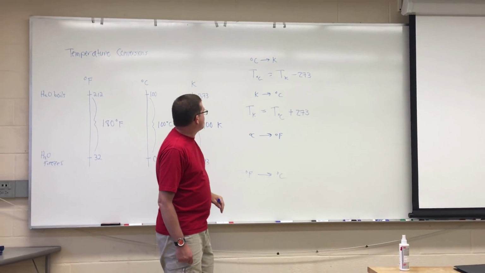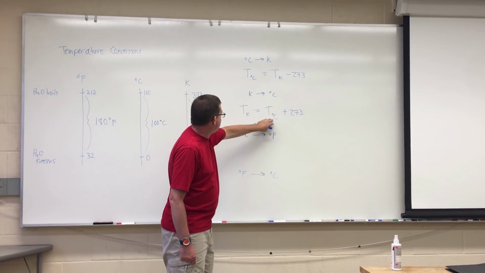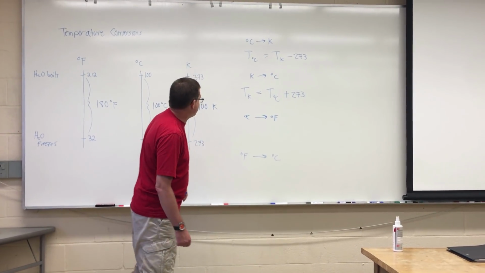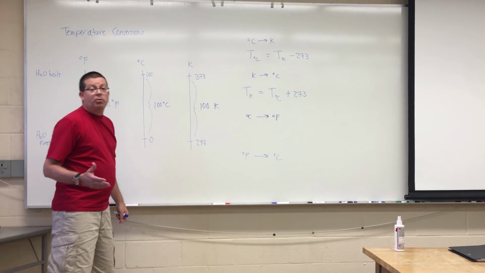If I start out with the temperature in terms of degrees Celsius and I want to get to Kelvin, I would have to add my 273 in that case. So those are the two simple cases.